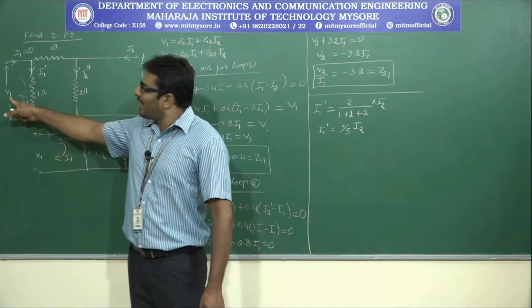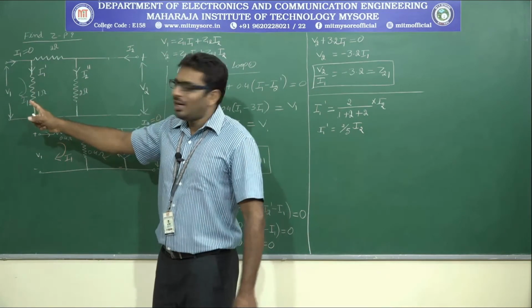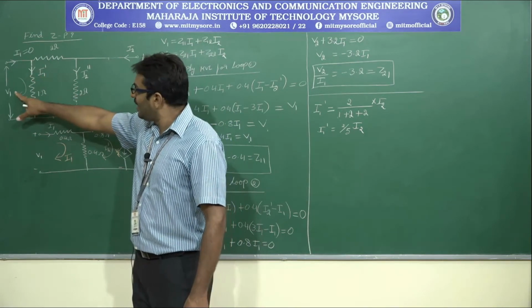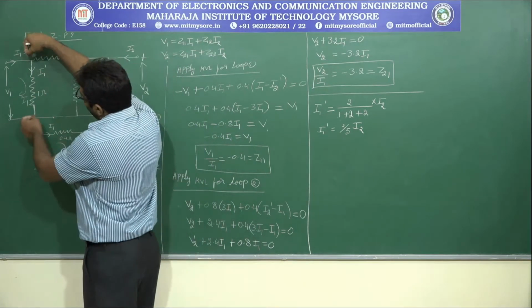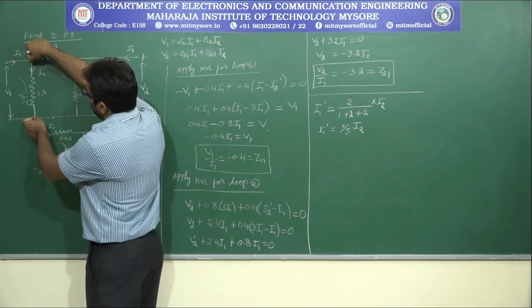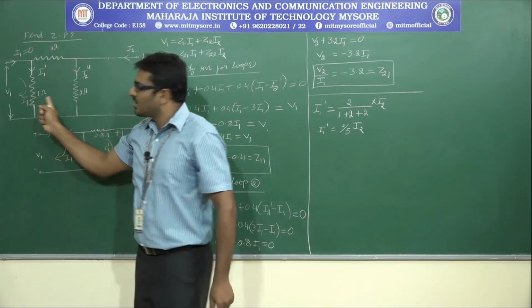Now tell me, what is V1? V1 is nothing but the voltage across the 1 ohm resistor. V1 is the voltage measured between these two terminals. In between these two terminals, what is the value of the resistance?